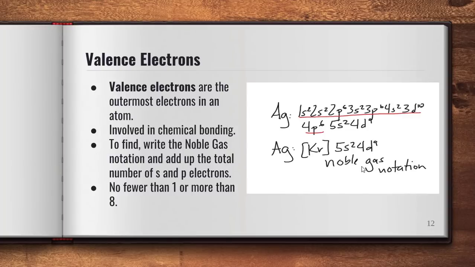All right, and lastly, we can determine the number of valence electrons in an atom based on its noble gas notation. Valence electrons are the outermost electrons in an atom, and they are the ones that are involved in chemical bonding. So in order to find them, it's pretty straightforward. We just write the noble gas notation, and then we add up the total of the s and p electrons. Keep in mind you will have no fewer than 1 and no more than 8 in the outermost shell of an atom. So here with silver, I just add up the s and p electrons from the noble gas notation. There are 2 s electrons, no p electrons. So I would say the number of valence electrons in silver in this instance would be 2.